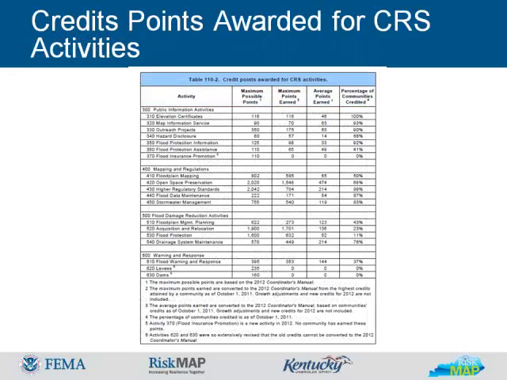The table on this slide, titled Credit Points Awarded for CRS Activities, summarizes the activities that a community can receive CRS points, the maximum possible points, the maximum points earned, average points earned, and percentage of communities credited. These activities are discussed in later segments of the presentation. Maximum points possible are based on the 2013 Coordinator's Manual. The highest points were determined by the credits attained by a community as of October 2011. Growth adjustments and new credits for 2012 and 2013 are not included.